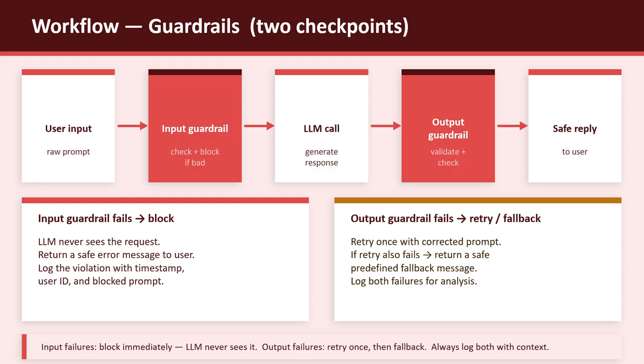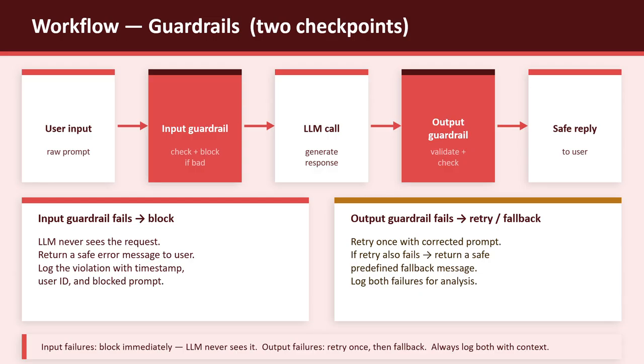Step 4, the output guardrail runs checks on the AI's response before it is returned to the user. If the output fails, the system either retries with a corrected prompt or returns a safe predefined fallback message. Step 5, the validated response reaches the user.